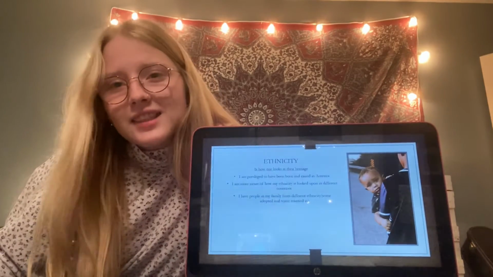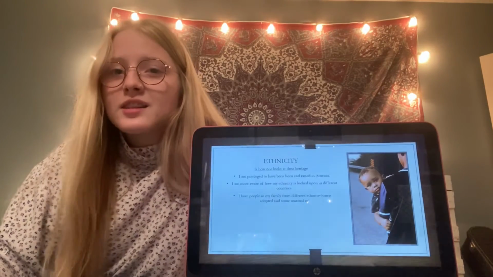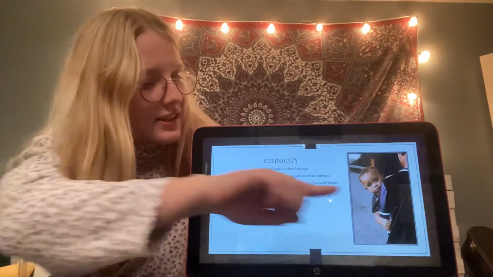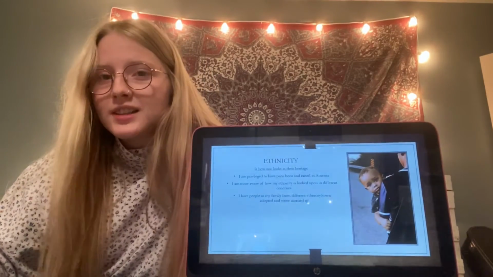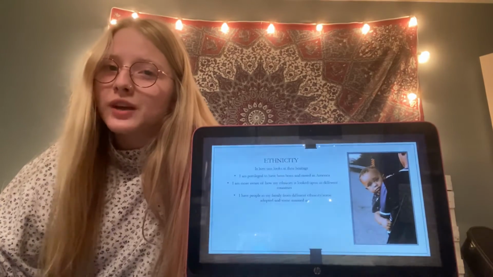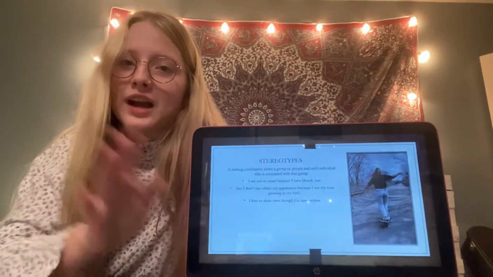The next slide is ethnicity. Ethnicity is how you view your heritage. This is really important to me because this is my cousin, and we have a lot of different cousins and nieces and nephews that are from different races. So it's important to sit down and look back and see where you're actually from.